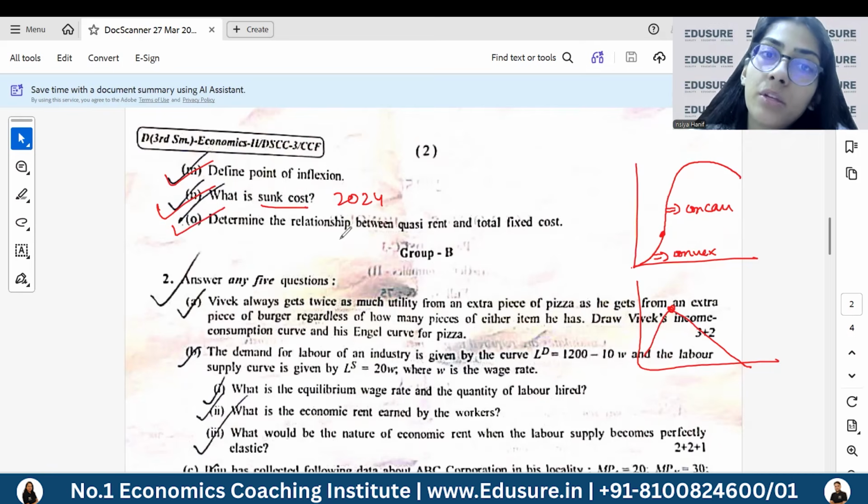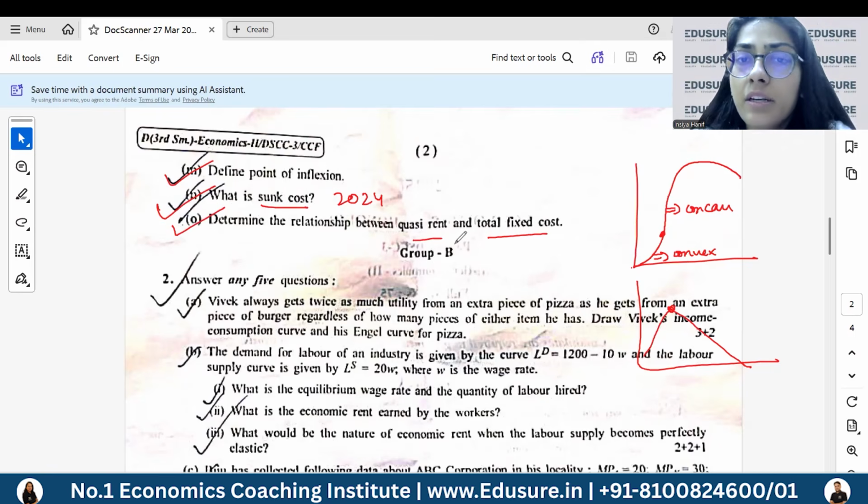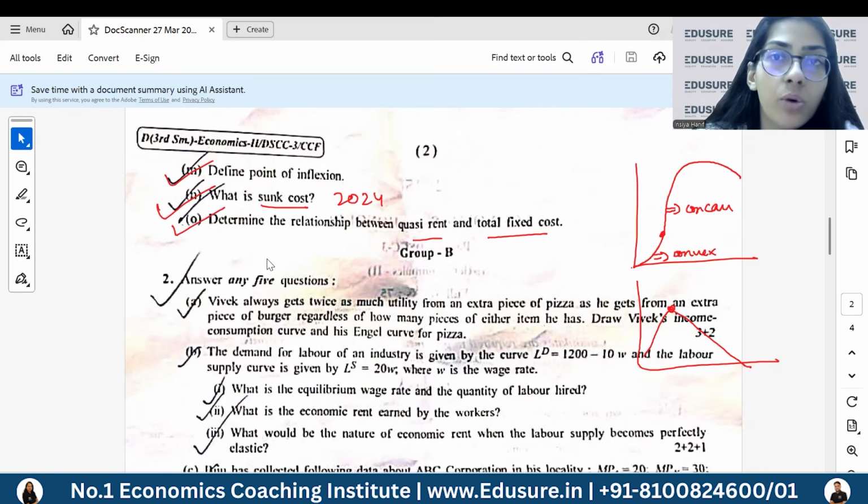Now, part O: determine the relationship between quasi rent and total fixed cost. Just a simple definition has to be put in this, okay? So that was question number 1.